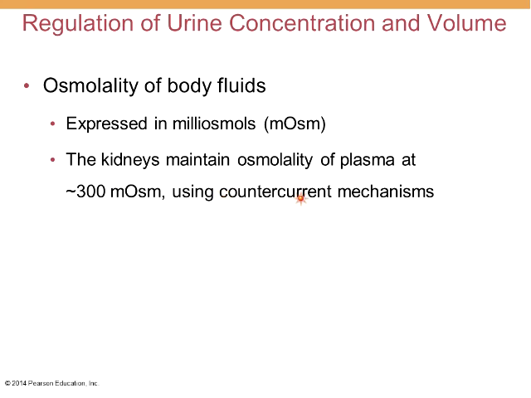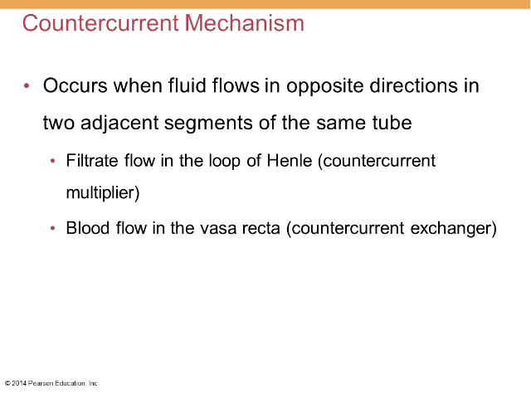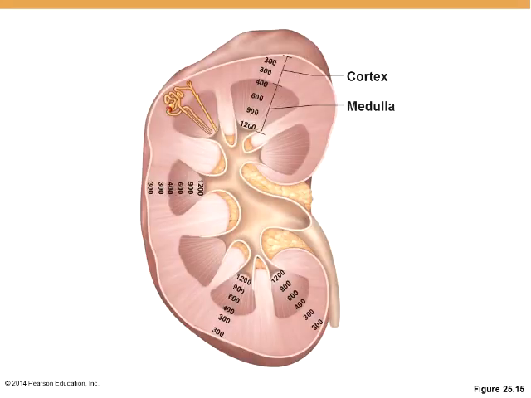Now, the countercurrent mechanism that is primarily effective is going to be in the loop of Henle. This occurs when the fluid flows in the opposite direction in the two adjacent segments of the same loop. The filtrate flow in the loop of Henle is a countercurrent multiplier, and the blood flow in the vasa recta is a countercurrent exchanger. So let's take a look at that a bit.